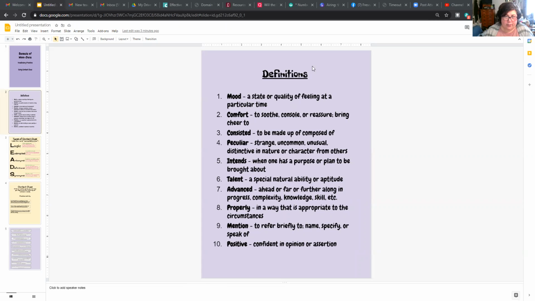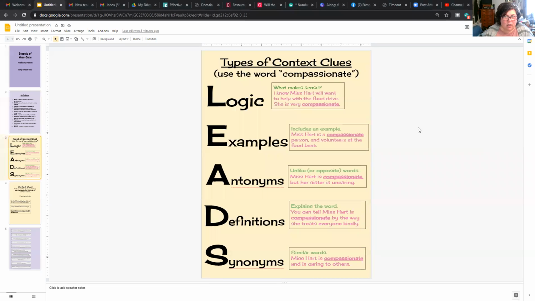And first off, I want to make sure that you understand that we do have the definitions list. You may need this, so I've included it in the assignment packet. So you have that. Our words are mood, comfort, consisted, peculiar, intends, talent, advanced, properly, mention, and positive. Now, what we're going to do is look at other ways that we can find the definition of words besides actually opening up a dictionary, and that is context clues.